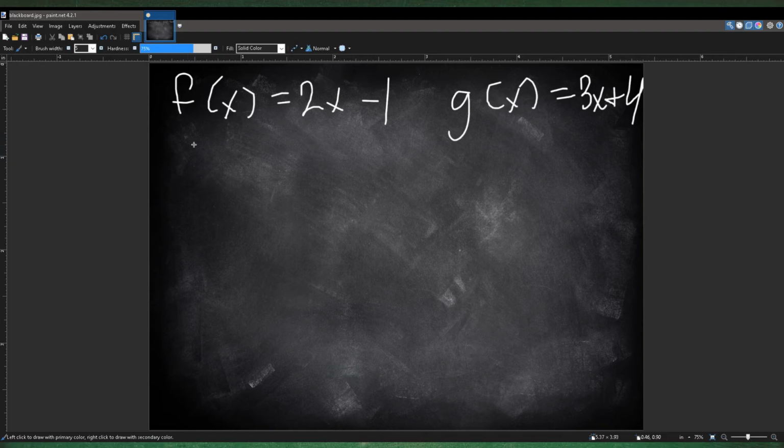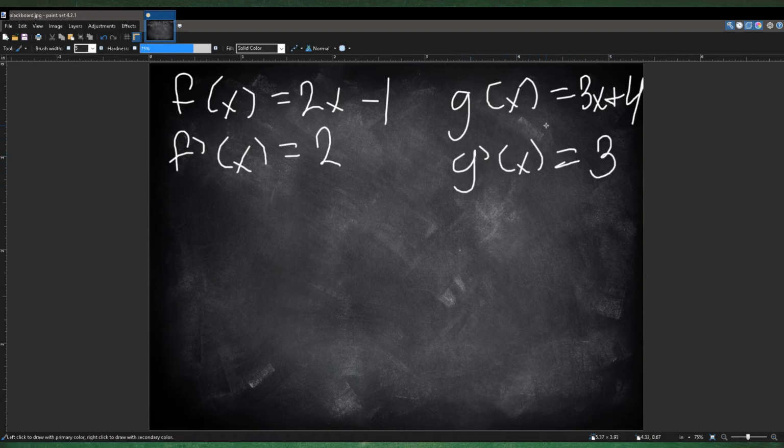So now we have the derivative of f of x is equal to 2. We said that before, I said it a few minutes ago. g of x is 3x plus 4. This is just the same example, I'm just rewriting it again.